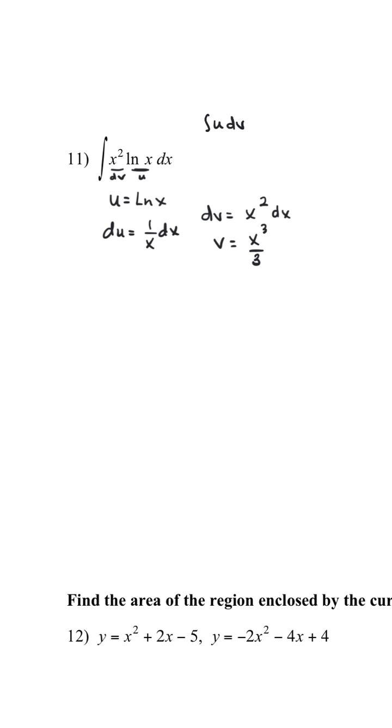So the integral of u times dv is u times v minus the integral of v times du. That's integration by parts. So we have u times v minus the integral of v times du.